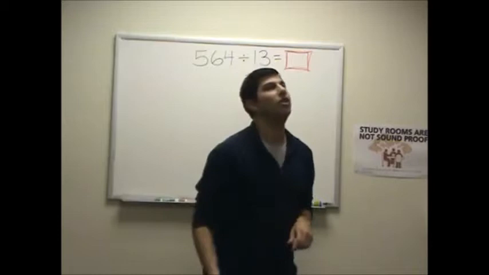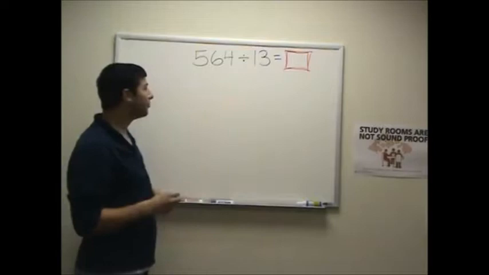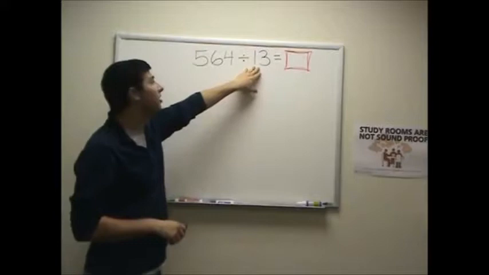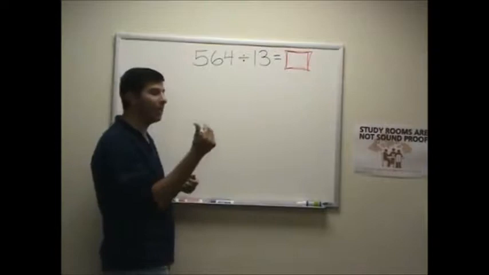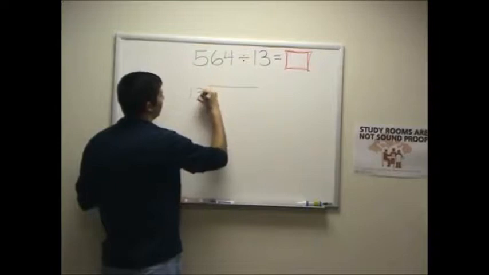So first off, I want to work on this problem through long division. Basically what this is saying is how many groups of 13 goes into 564. So we're going to set it up just like we would set up every long division problem. 13 here, and 564 goes here.